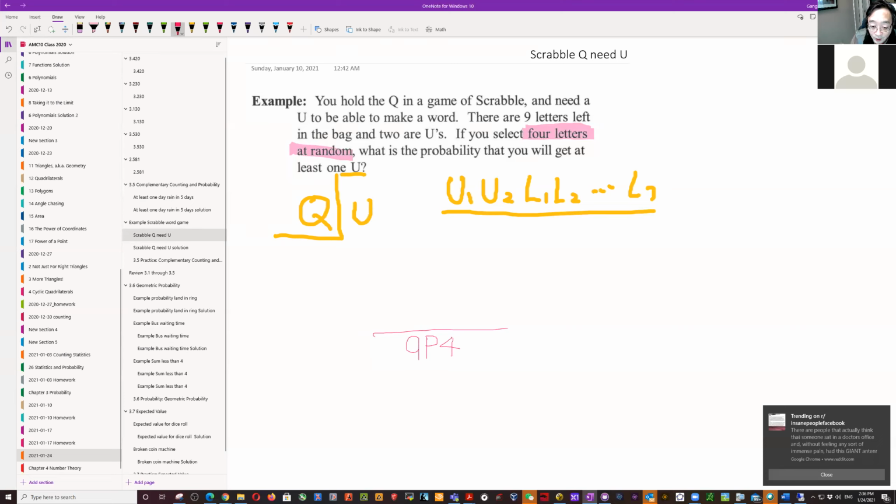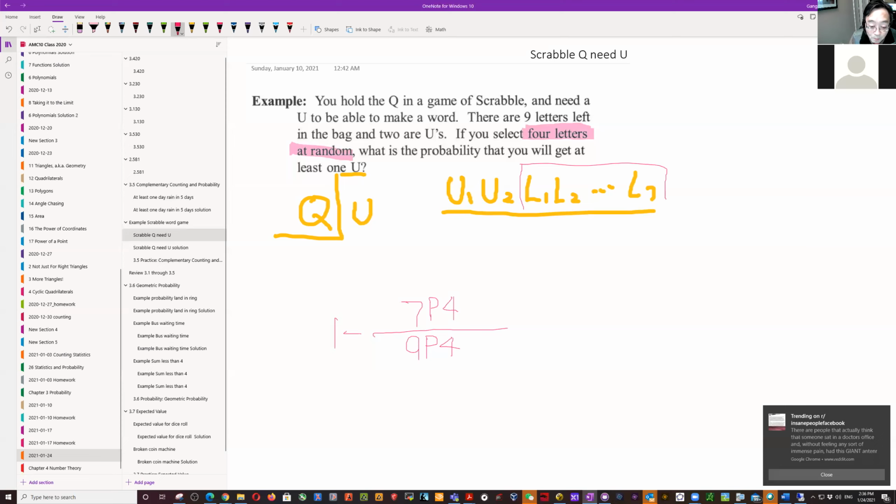And the numerator is that we need to choose at least 1 U, which is actually very hard to do. It's actually easier to do it with no U. With no U, we have 7 letters to choose from. So it's not 9, it's actually 7 permute 4. So basically, it's 1 minus this.